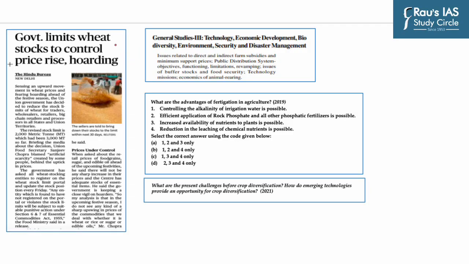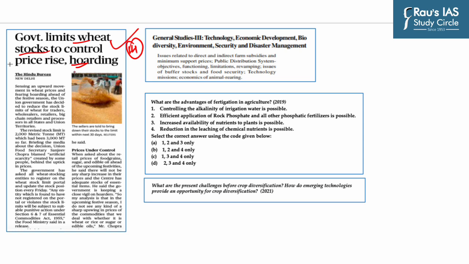Let's begin the discussion. Now let's start our discussion with our first article, which appeared on page number 14 in the Hindu newspaper. The context of this article is that recently the Union government has decided to reduce stock limits of wheat for traders, wholesalers and retailers in all states and union territories. This is mainly because of an upward movement in wheat prices due to artificial scarcity and fear of hoarding ahead of the festival season.